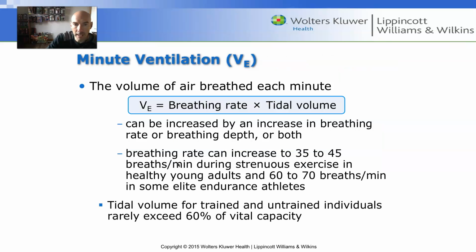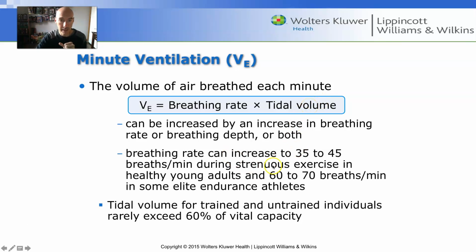What these next few slides show are, during exercise, how would we see some of these numbers change? Breathing rate refers to how many breaths per minute. Tidal volume, again, talks about amount of air per breath. During exercise, both of these go up. So not only are you breathing faster, but you're also breathing in more air per breath.